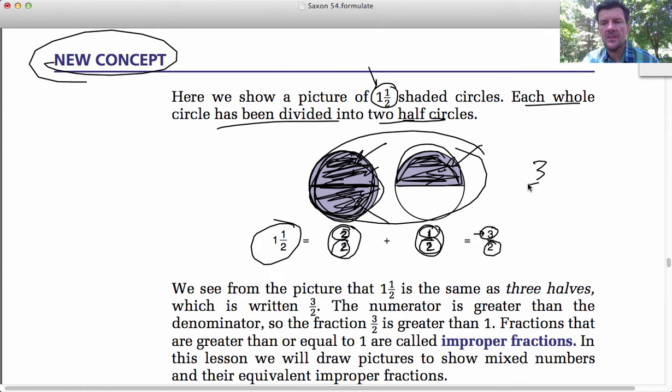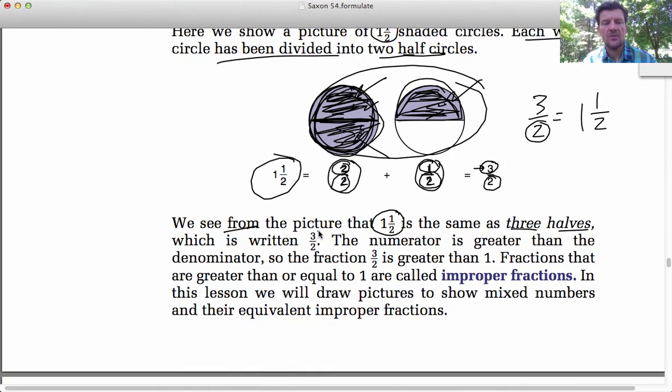If you take 3 and you divide by 2, 2 goes into 3 one time, with a remainder of 1 left over. And you write that as 1, the remainder, over the half, over the 2. We'll talk more about that. Okay? So you can see from the picture that 1 1/2 is the same as 3/2, which is written as 3 over 2. These two values, 1 1/2 and 3/2, are exactly the same value, but they're just written differently.